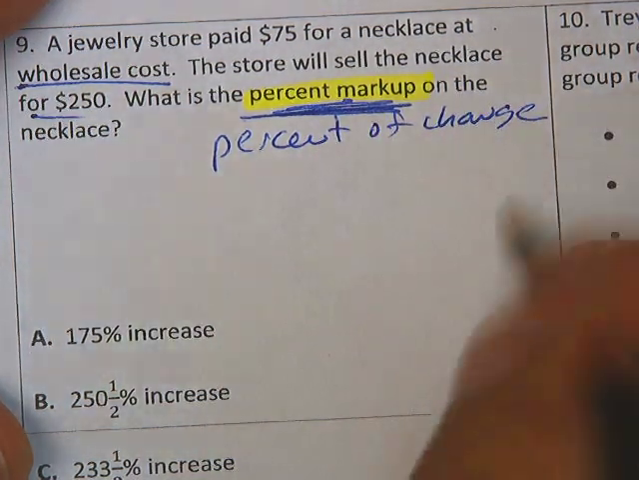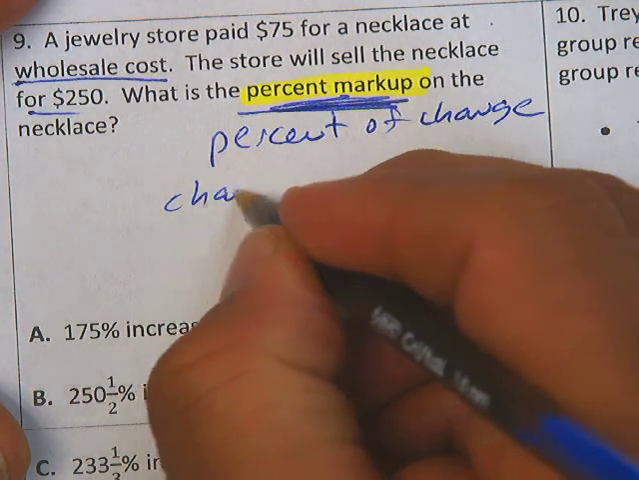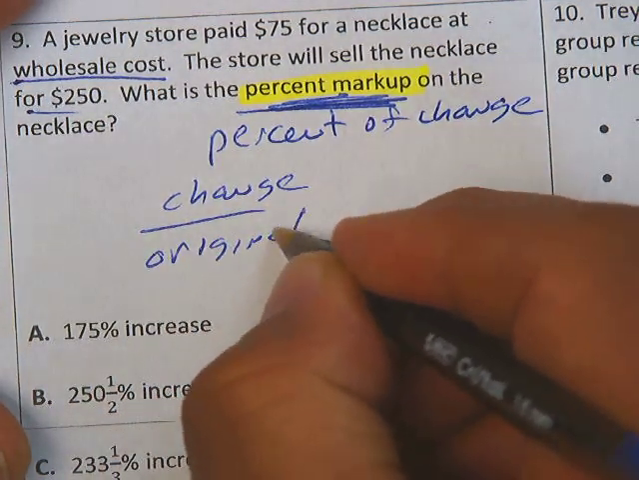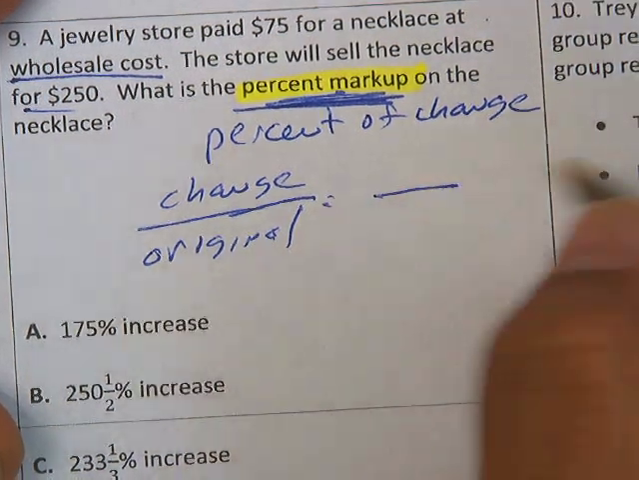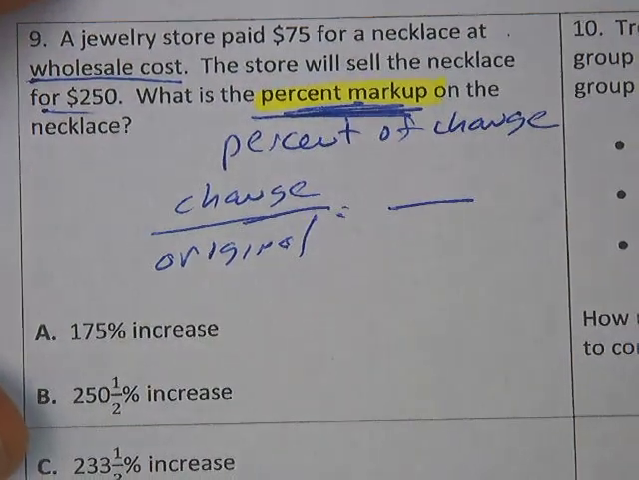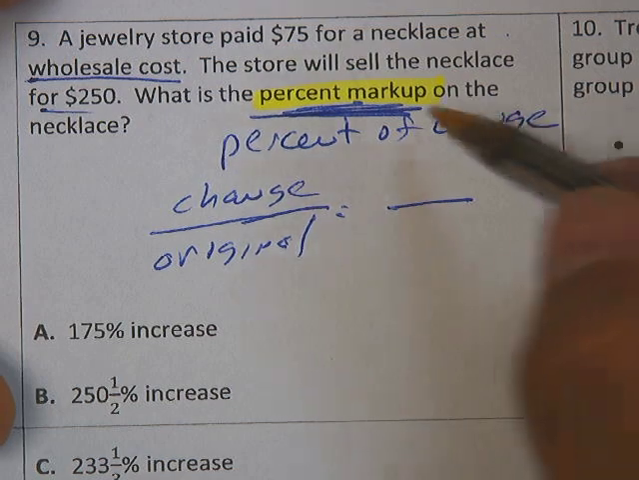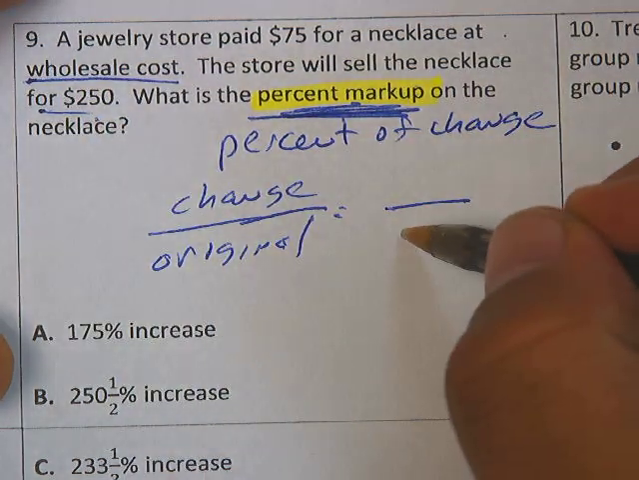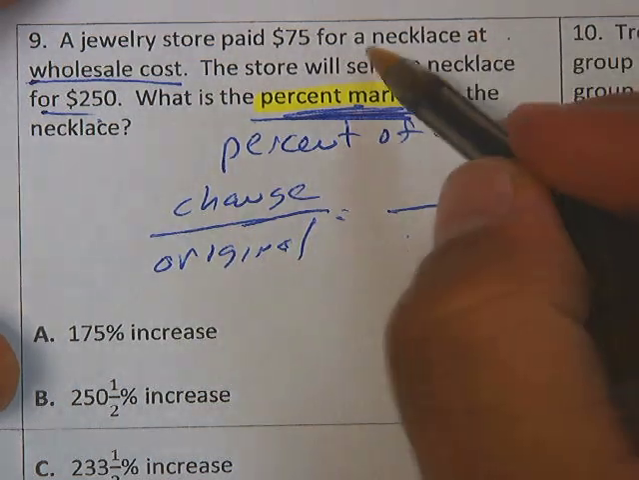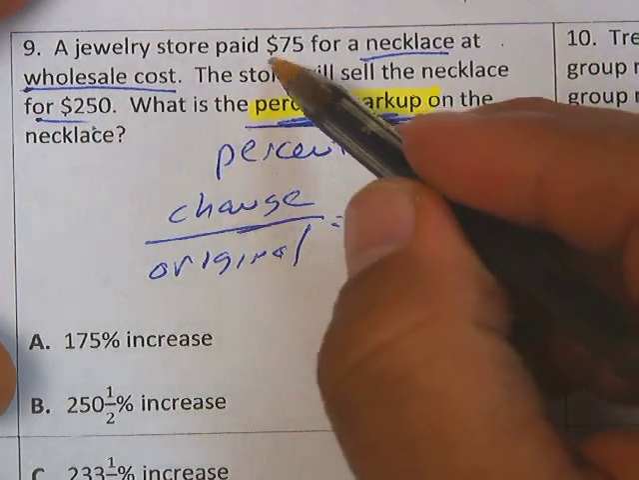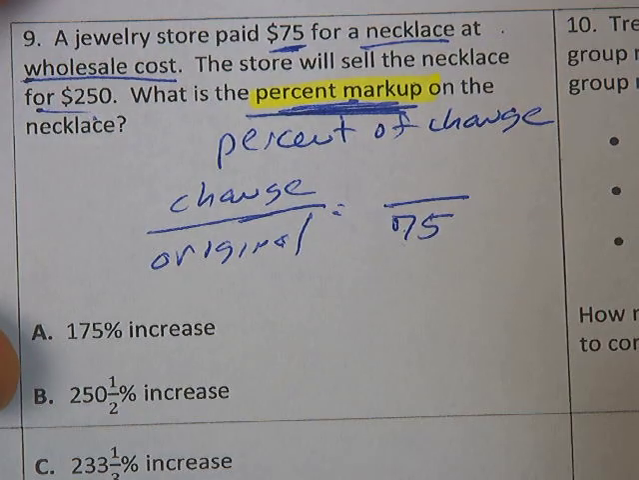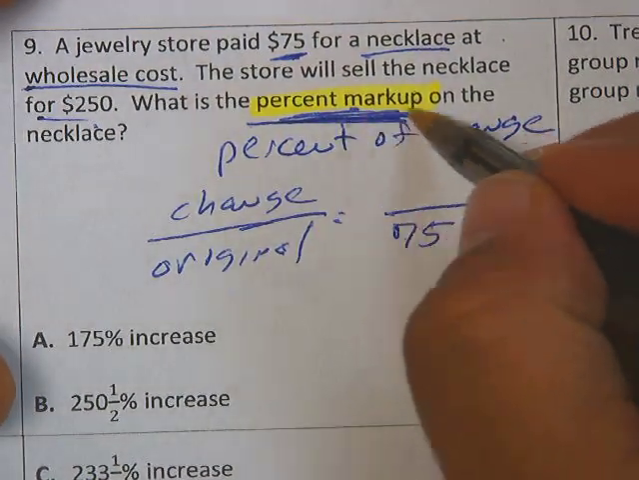And we have here, a jewelry store paid $75 for a necklace at wholesale cost. The store will sell the necklace for $250. What was the percent markup? Okay, you see the word markup, it's the same as percent increase or percent of change. So markup means percent of change. That means we're going to use change over original.